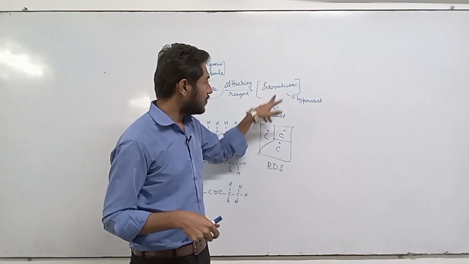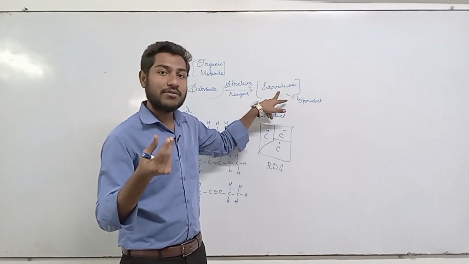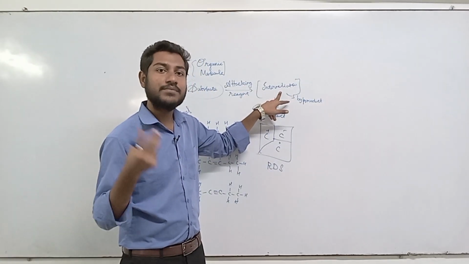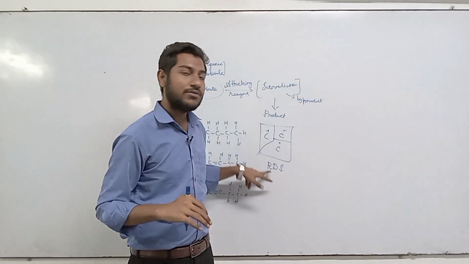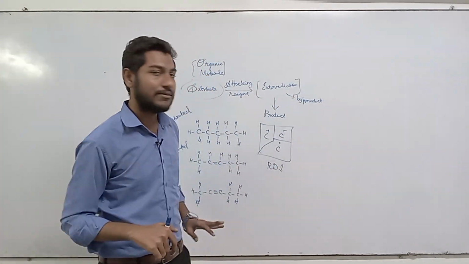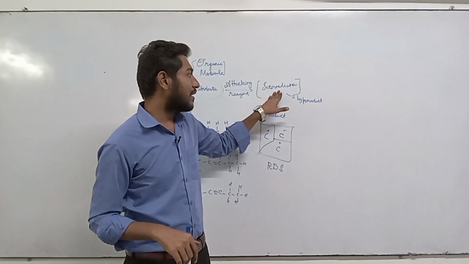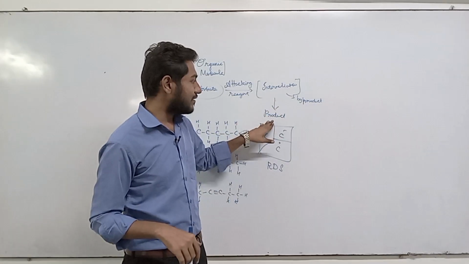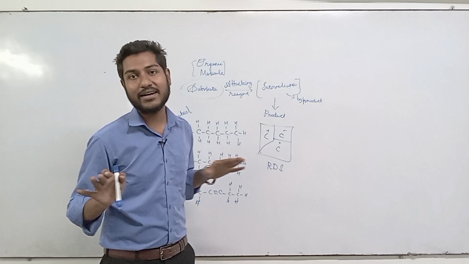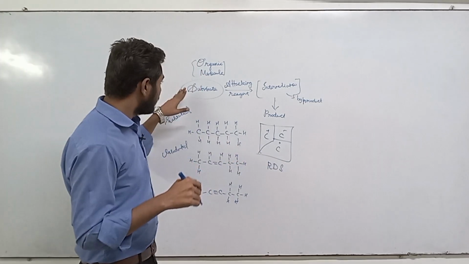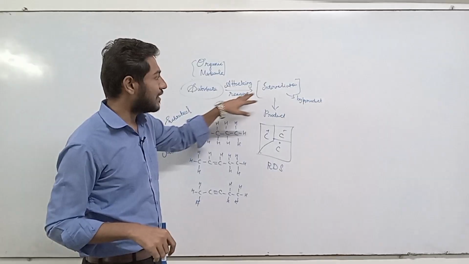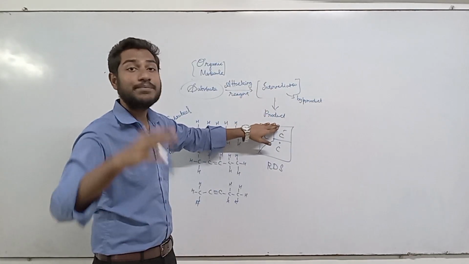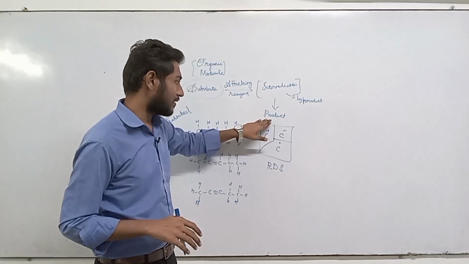Understand? So here the intermediate is like a stable compound, because in this process we can calculate the rate. So this step we call the rate determining step. This is not a stable one, and then the intermediate changes into product. So this is organic chemistry. First you must understand the substrate, the attacking reagent and the intermediate. Then you can predict the product.